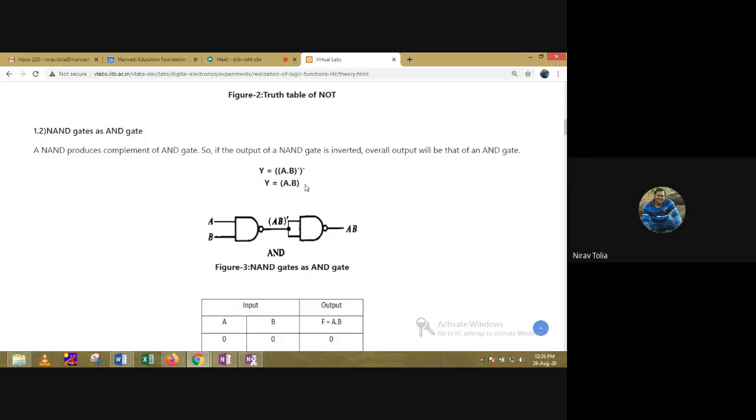Sorry for the inconvenience. There are some network issues. So now we have to implement the AND gate. Now what is a NAND gate? First you can see here, if we connect a NOT gate, then it becomes a NAND gate.